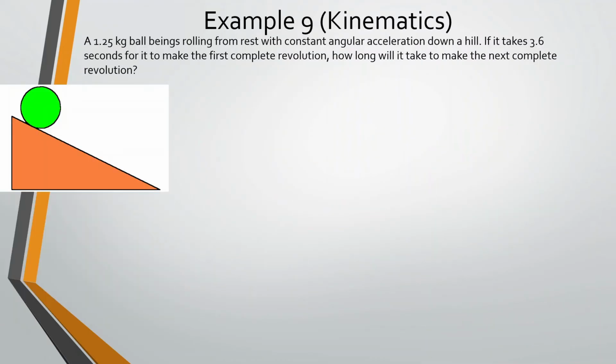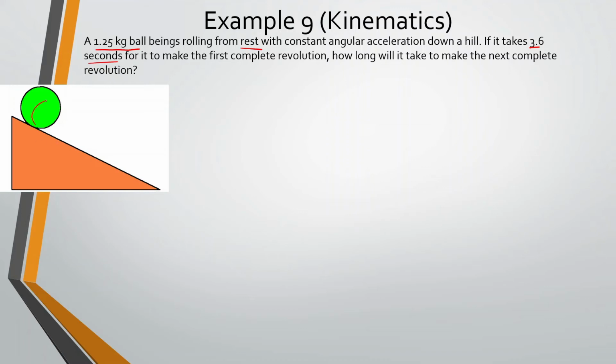Alright everyone, let's look at this next problem. This one could be kind of difficult. We have a 1.25 kilogram ball rolling from rest with a constant angular acceleration down a hill. It takes 3.6 seconds for it to make the first complete revolution. How long will it take to make the next complete revolution? This is pretty difficult, I would say. There's a lot of things going on.